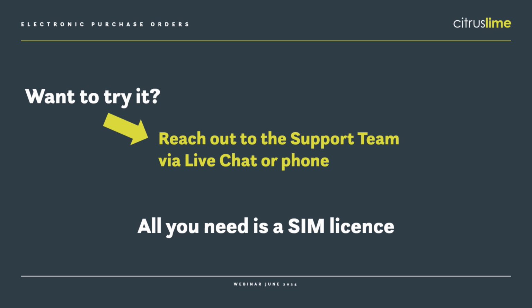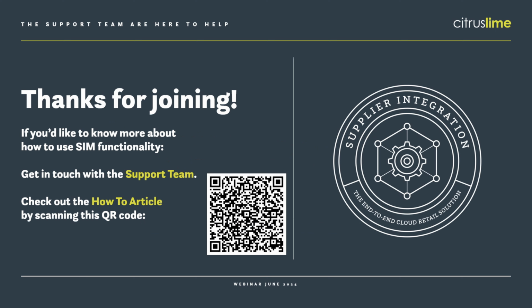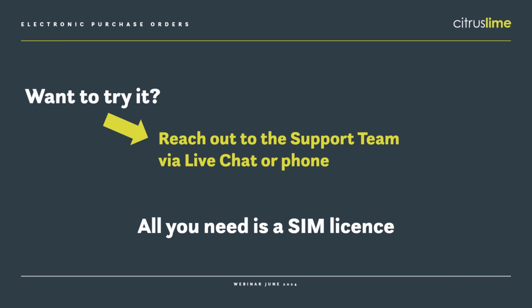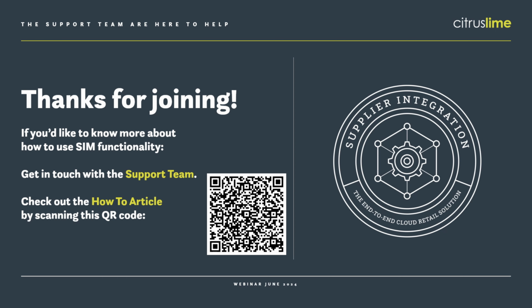If you want to be one of the first to try out EPO in the US, reach out to the Citrus Lime support team. We'll work through your first order with you. If you're not sure if you have a SIM license for those suppliers or you'd like to get that added, just speak to the support team.